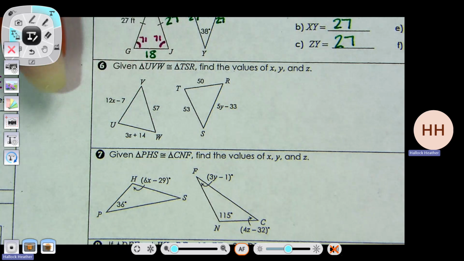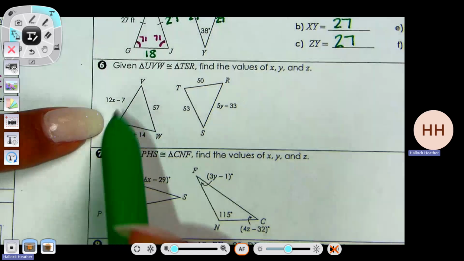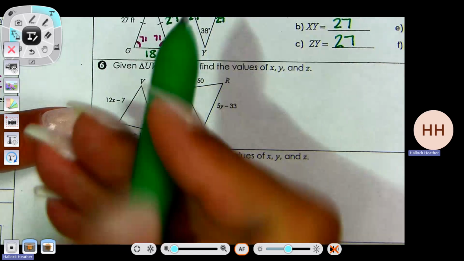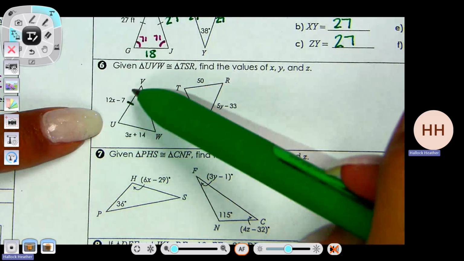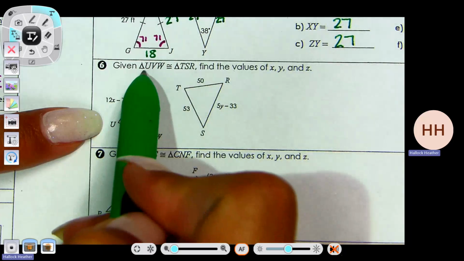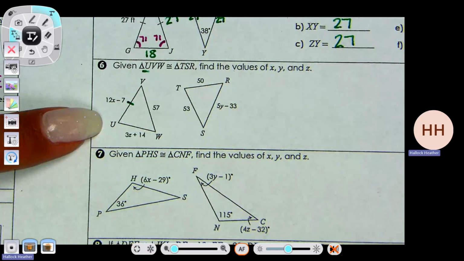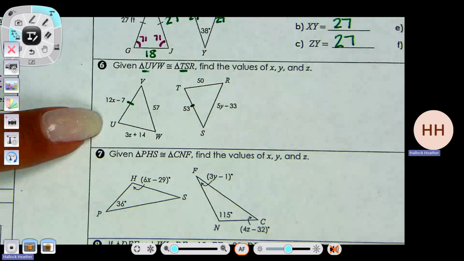So let's start with X, just because X is nice. We have to find X, Y, and Z, so let's start with X. X is here, 12X minus 7. I'm going to put 1 tick mark on the side. This side is U to V. If I look at my congruency statement from yesterday, UV is the first 2 letters. So what will that match with in the second triangle? TS, because it's the first 2 letters. So I'm going to add 1 tick mark to TS. That tells me those 2 sides are congruent because they both have 1 tick mark.